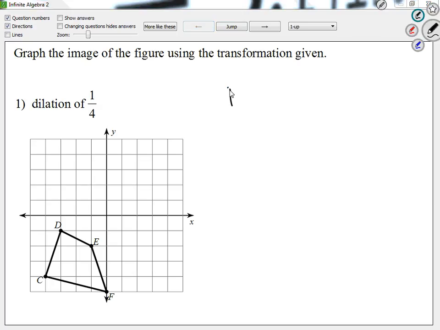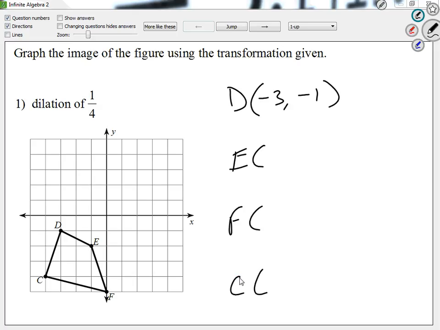All right, we have the coordinates of D. The coordinates of D are -3, -1. We obviously get the coordinates of E, F, and C. I get each of your points. But now for you to find at least D prime, because I'm only going to do 1 point, we're going to multiply by 1/4. Every number multiplied by 1/4.